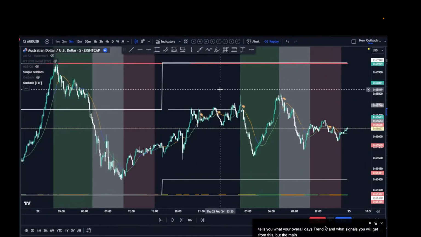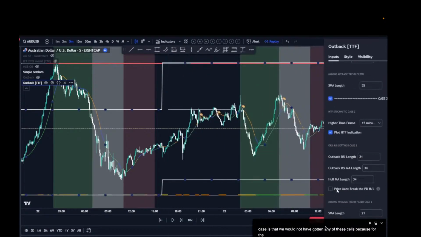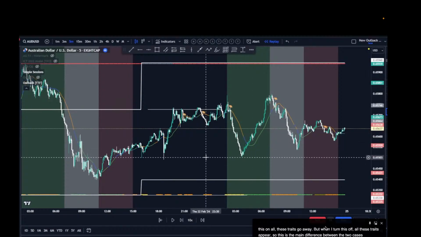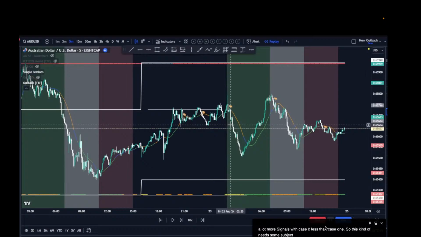But the main difference between this case and the other case is that we would not have gotten any of these sells because for the next case that I'll be talking about, price also needs to break the previous high, not only the second previous, but also the previous, and then come back down to get it. So just for reference, when I turn this on, all these trades go away, but when I turn this off, all these trades appear. So this is the main difference between the two cases. You get a lot more signals with case 2, less than case 1. So this kind of needs some subjectivity and ways to filter out some of these trades, which I'll be going over soon.